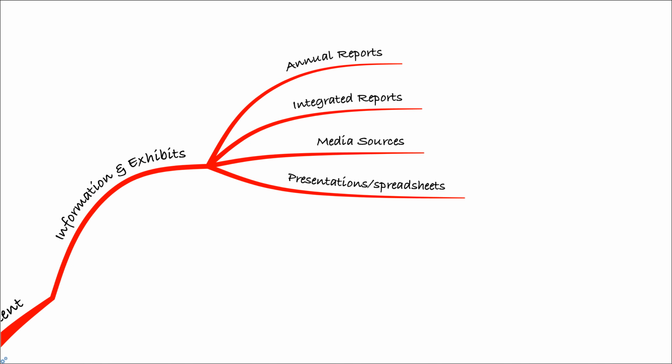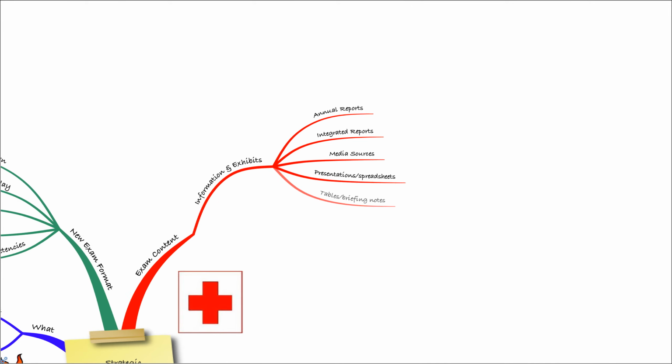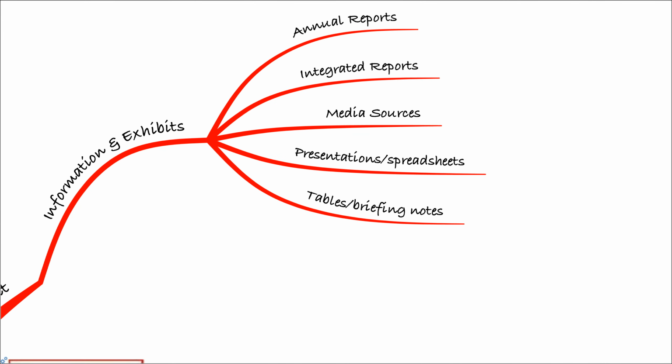It could be a presentation or spreadsheet. It could be tables. It could be briefing notes. Really, it could be anything that they come up with that will give you information about the entity that you're looking at, and you then will have to use that information to answer the requirements.